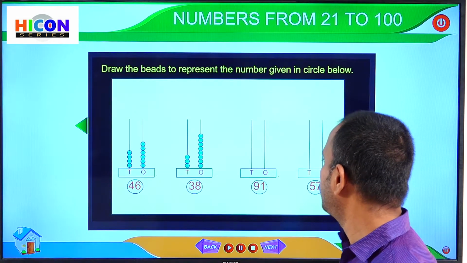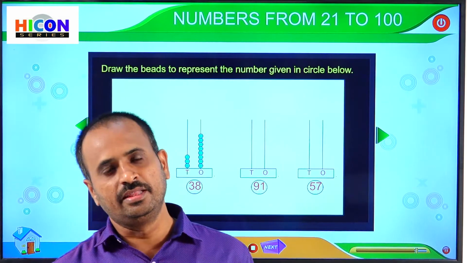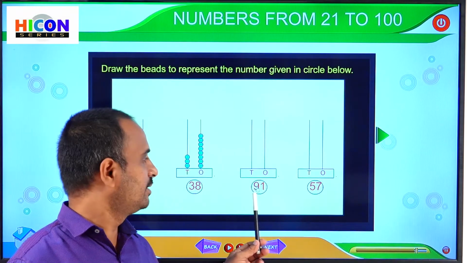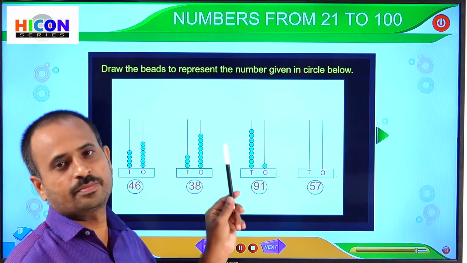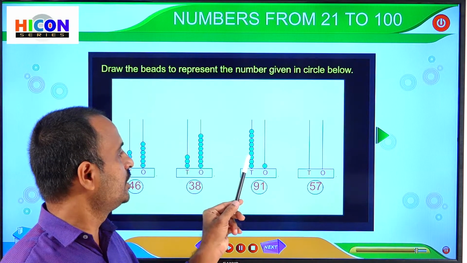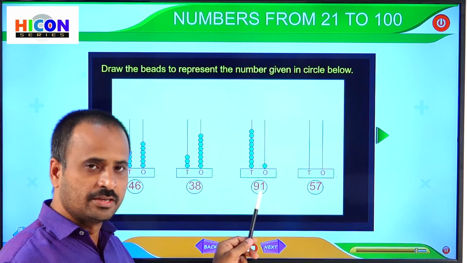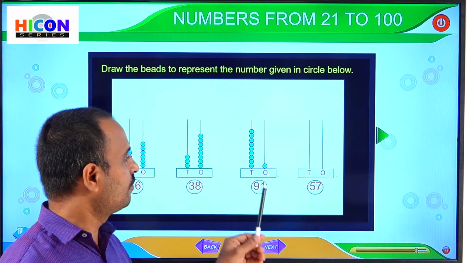See the next, third problem here. What is the third number here? 91. In this problem also, 9 is present in tens place. So draw 9 beads on the tens spike. 1, 2, 3, 4, 5, 6, 7, 8, 9. And 1 is present in ones place. So draw 1 bead on the ones spike.